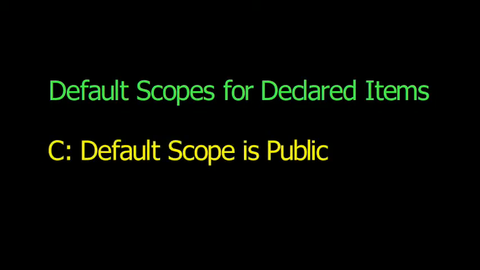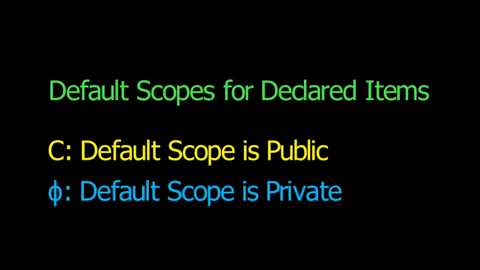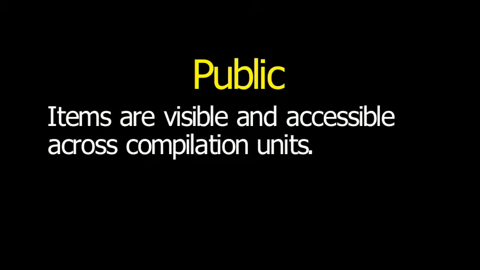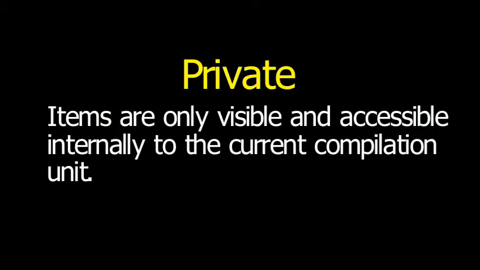There is another important difference between functions in C and in Phi. In C, functions are public by default, while they are private by default in Phi. Public means that they are visible and accessible from other modules that are compiled separately. Private means they are not visible nor accessible from other modules that were compiled separately.